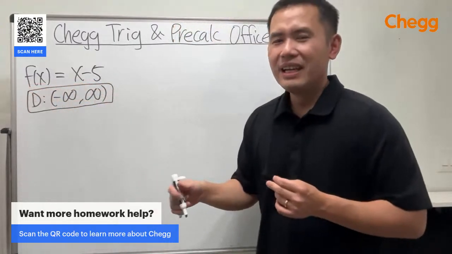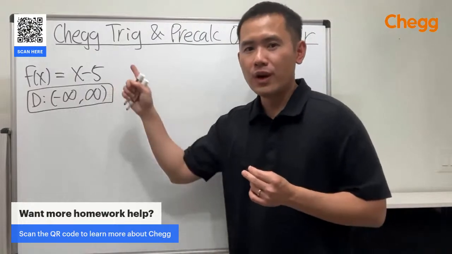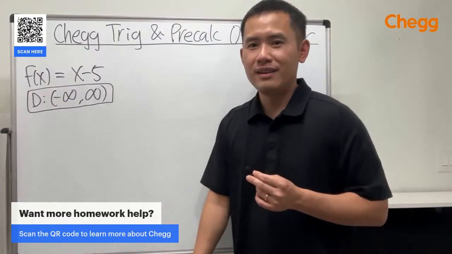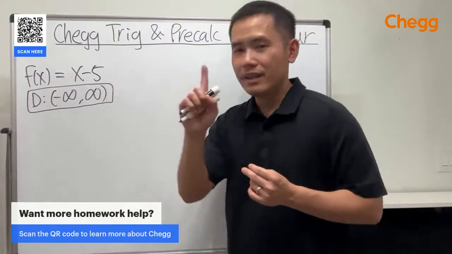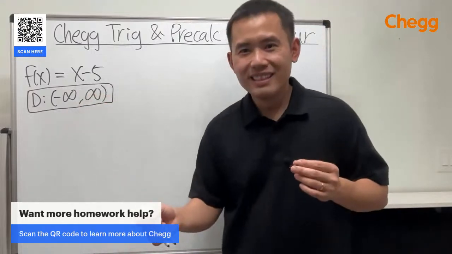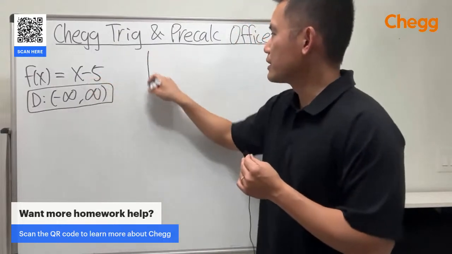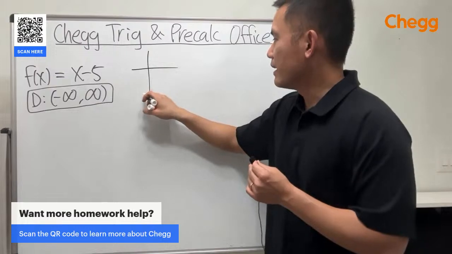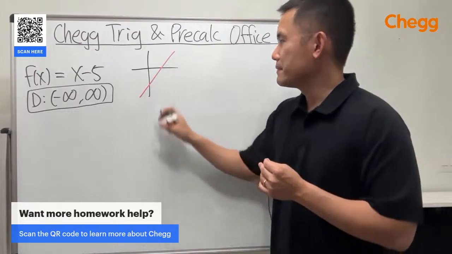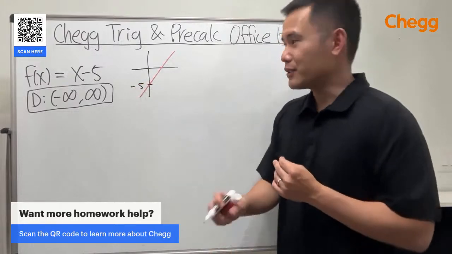No fractions, no nothing, right? But now, what if I want to take away, let's say, 1 from this domain, and I still want to keep the same thing? I want to take away the number 1 from its domain, because right now we have too many numbers. But I still want to maintain the same kind of look, because x minus 5 looks something like this, right? This is negative 5.